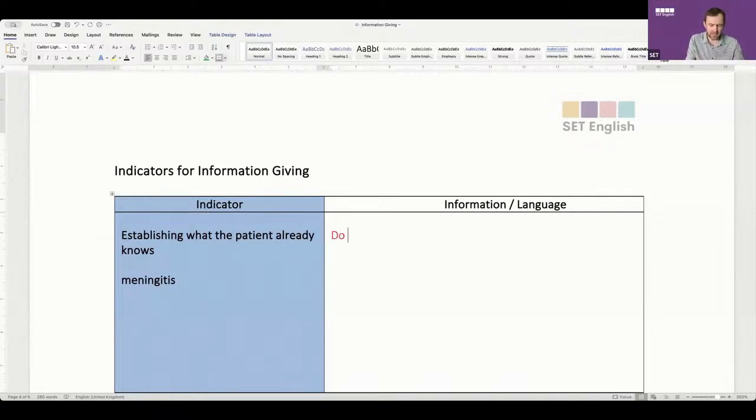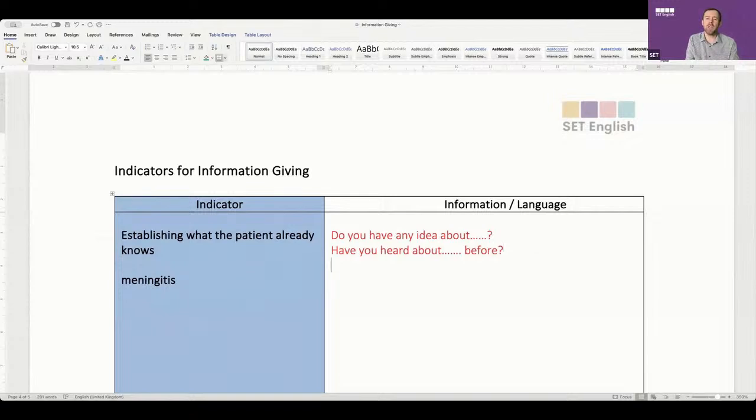Do you have any idea about? Okay, yeah. Have you heard about something before? Yeah, I like these. These are good. Now, do you heard? That doesn't work. So there are going to be some forms here that are not good. What do you know about? I like that. This is a good question. Have you even heard? I wouldn't do that.